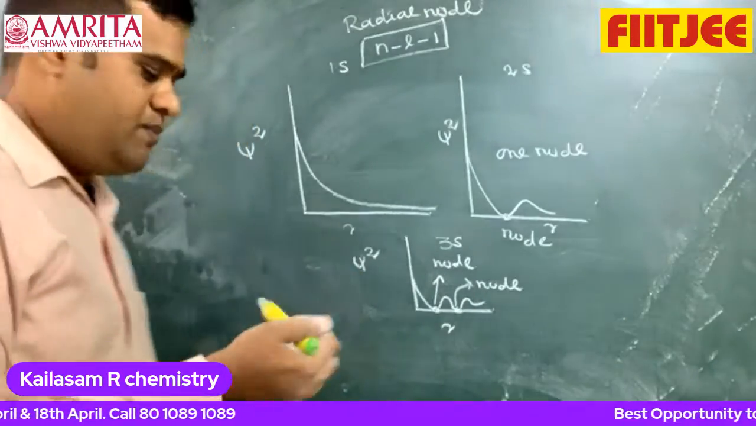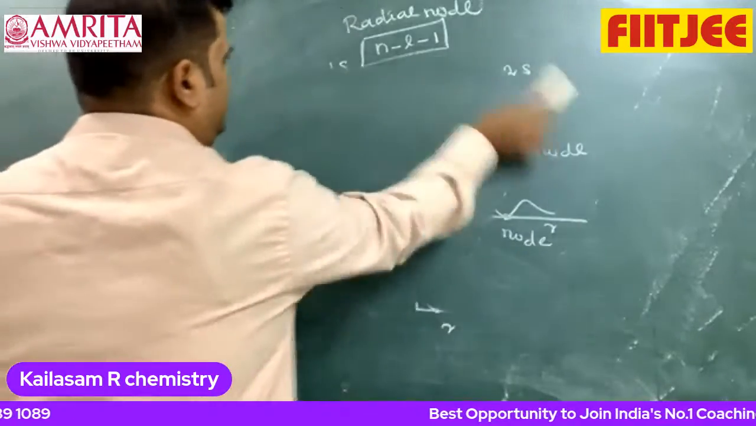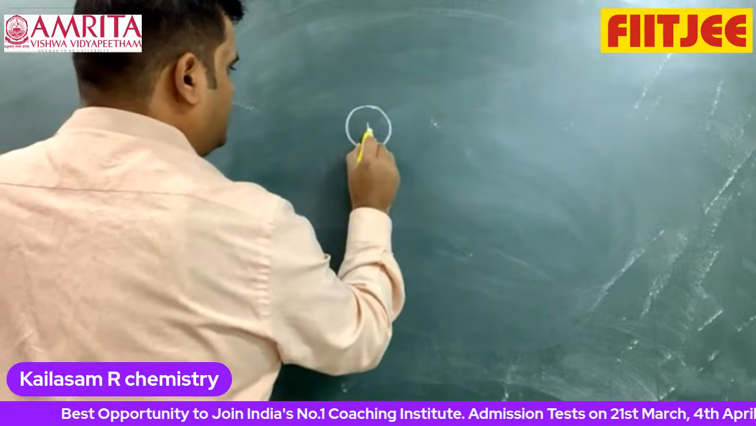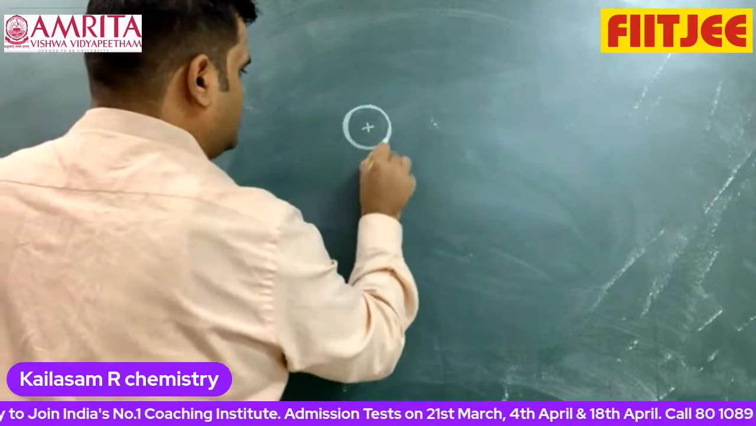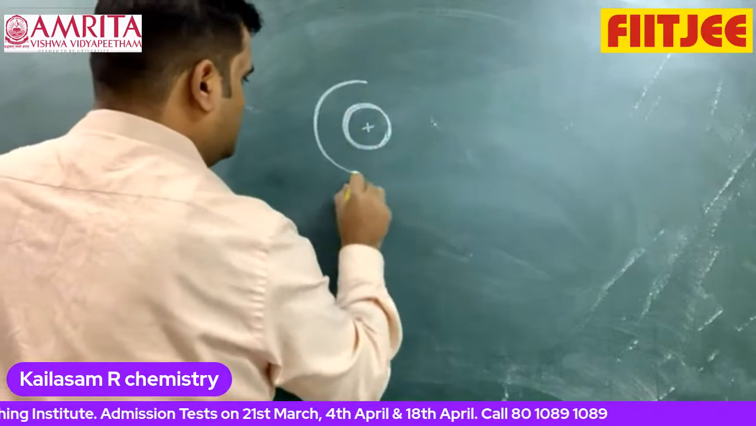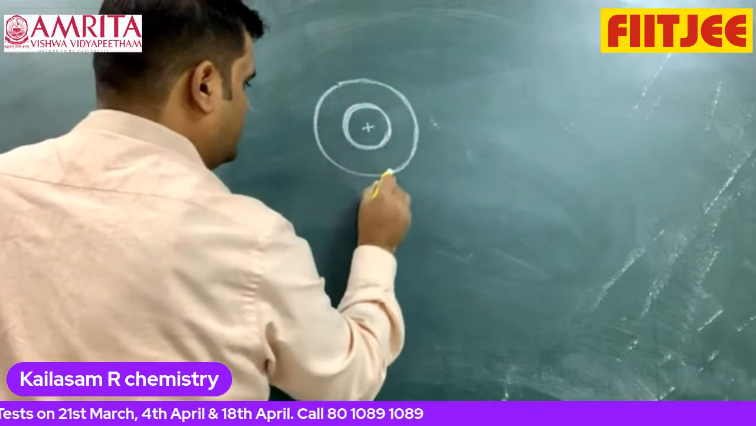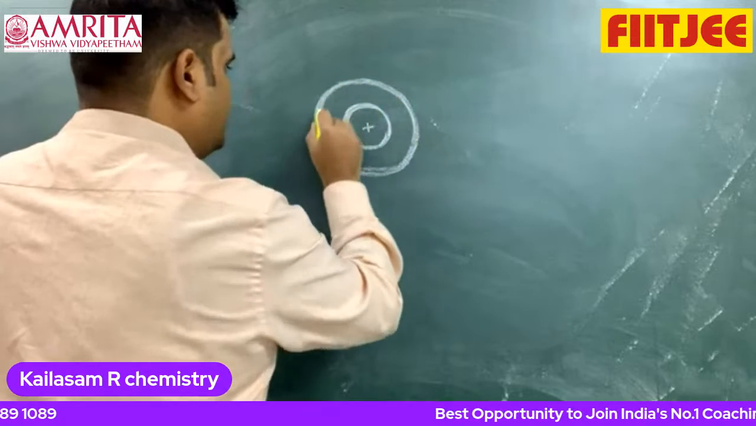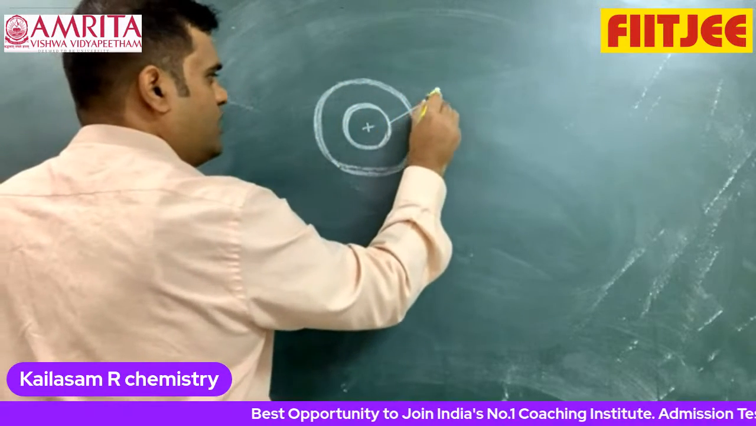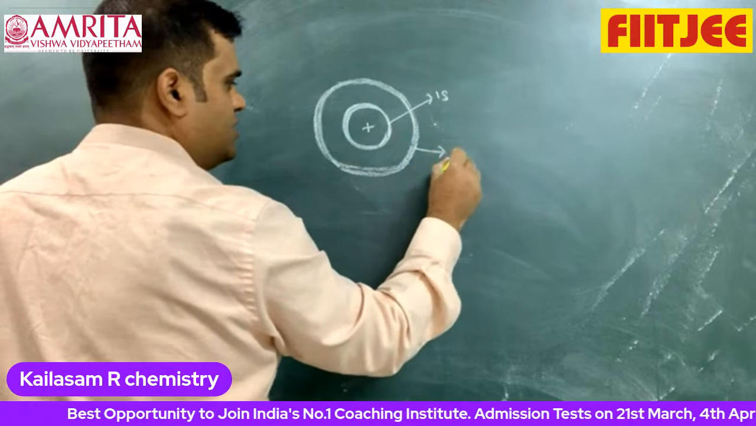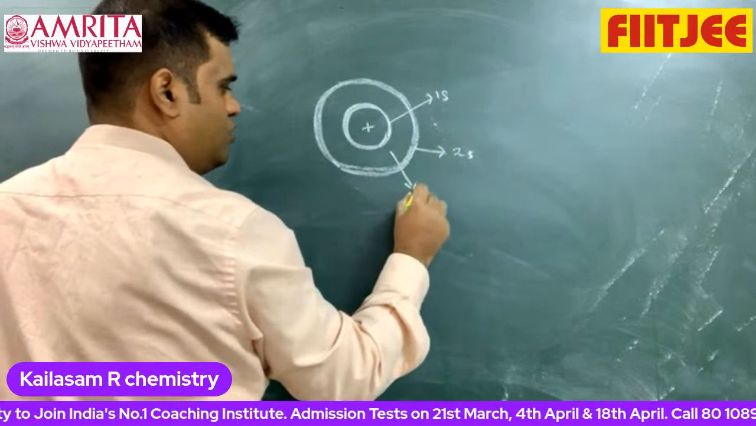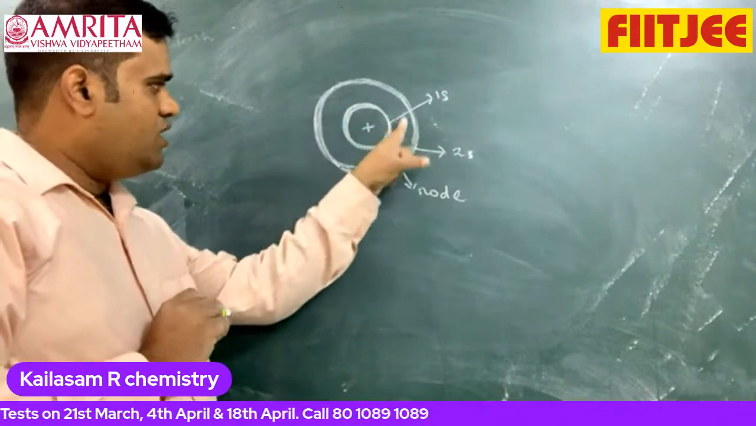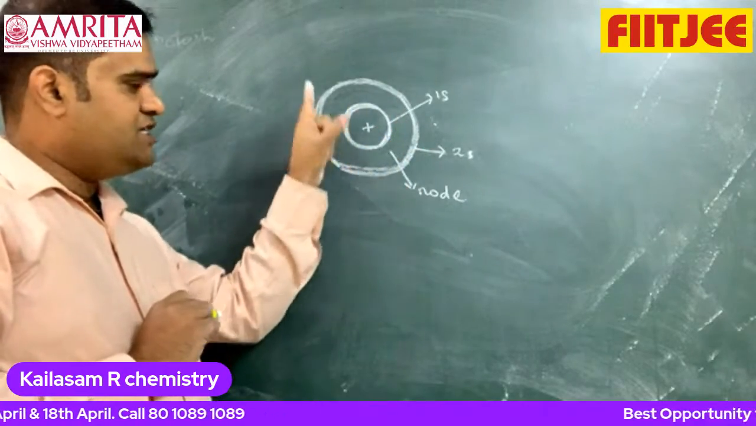If we want to draw in a representation like this, look at that. This is the positive charge. This we can talk about as 1s. This is nothing but 2s. This part is called the node. That means the probability of finding electron density is 0.